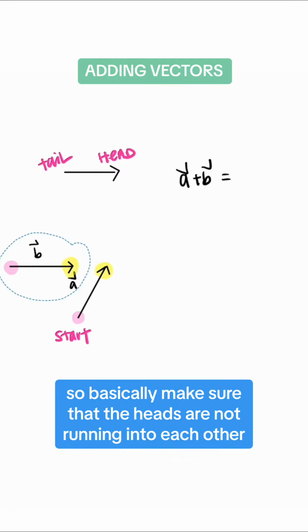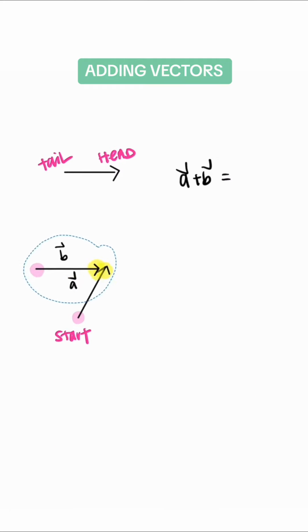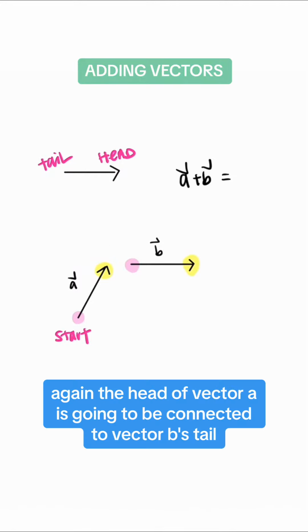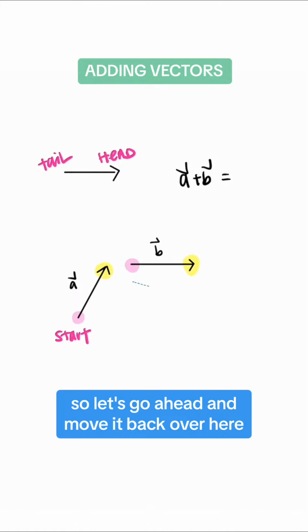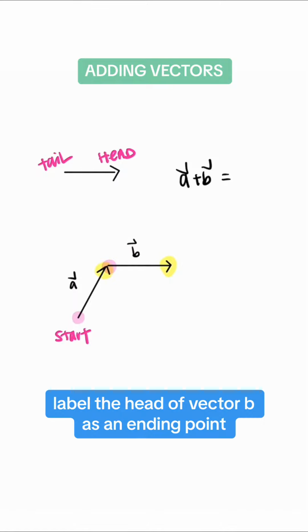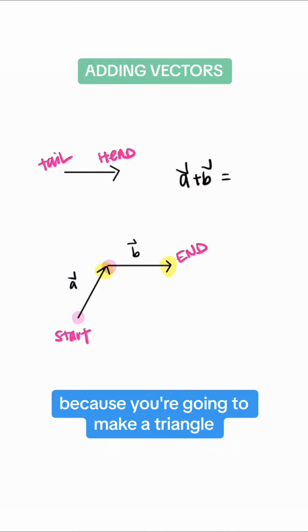So basically, make sure that the heads are not running into each other. Again, the head of vector A is going to be connected to vector B's tail. So let's go ahead and move it back over here. Label the head of vector B as the ending point because you're going to make a triangle.